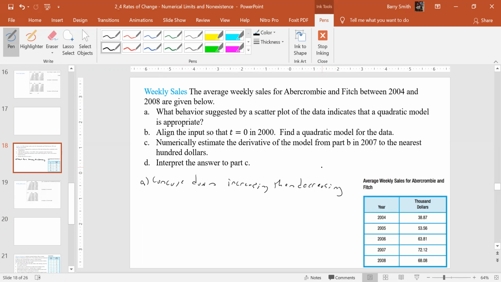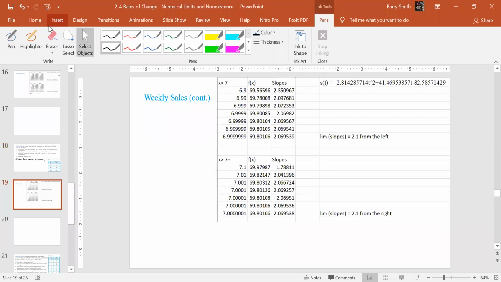Then we have part B. That's going to be here. So this is B, that's our function. And then this whole thing is basically the C it's asking for. C says, what is S prime of 7? Well, that's going to be approximately 2.1 thousand dollars per year. And so that would be what C is.